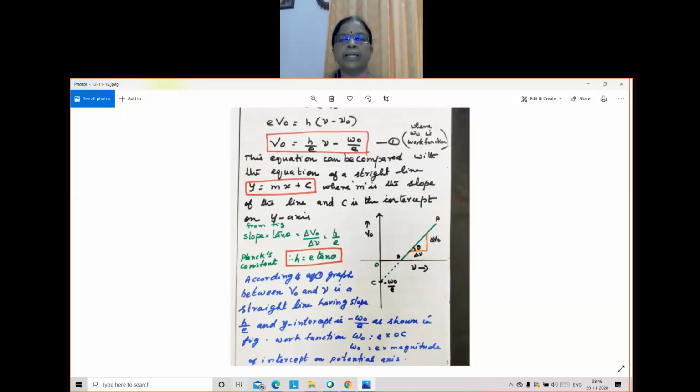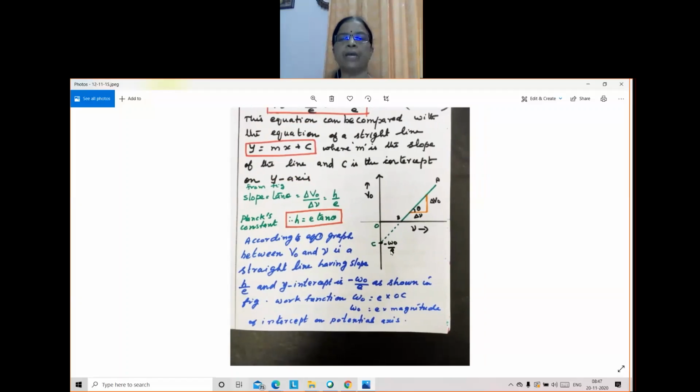That is equal to, we know, the slope of the graph, which gives h by e. So h equal to e tan theta. Tan theta we have calculated from the values here. You just have to find tan theta from the values and substitute. The charge of the electron into tan theta will give Planck's constant.